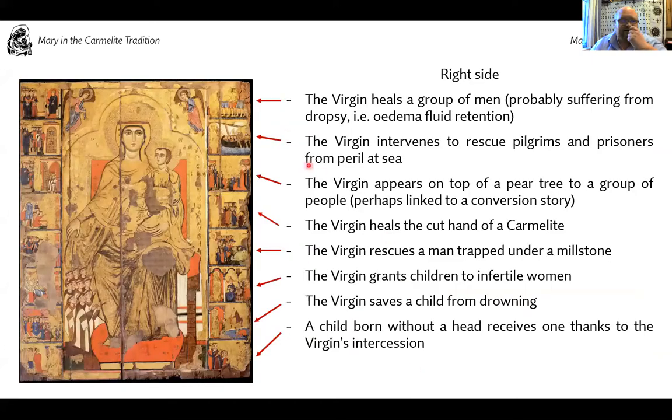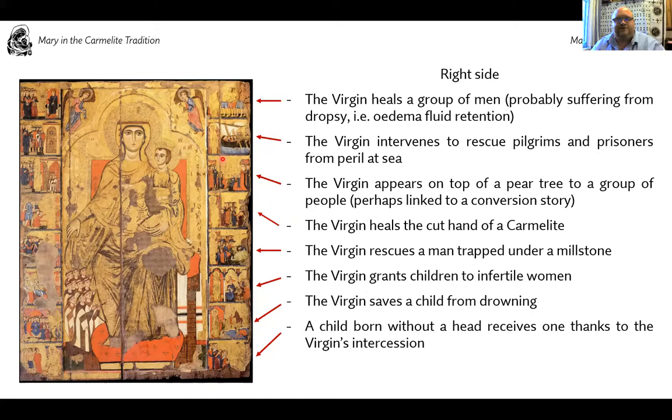On the right-hand side, we have a continuation of these stories. Our Lady healing a group of men. This one looks like they might be suffering from what used to be called dropsy. Here, the Virgin is interceding to rescue pilgrims and prisoners from peril at sea. Then she appears on top of a pear tree to a group of people.